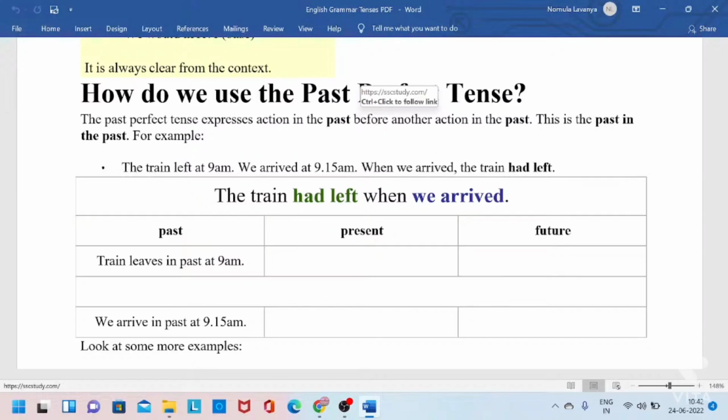So here it means that the train left in the past at 9 a.m. So the action was already done in the past. So this is the past perfect tense, that is not done in the present or future. 'It had left' itself says that it has happened. And we arrived in the past at 9:15.